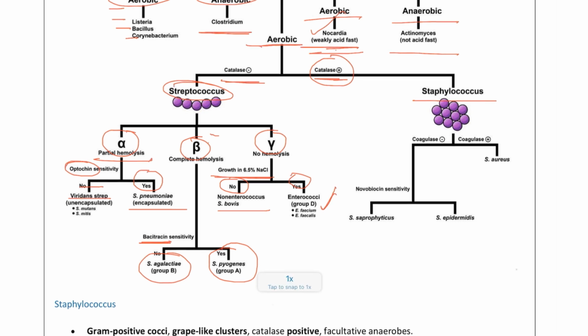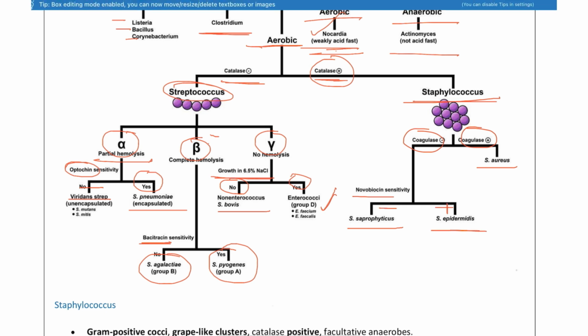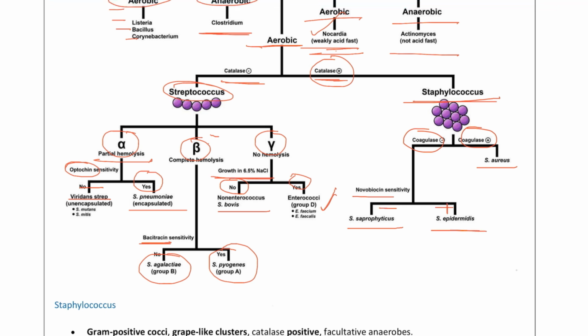Next, after catalase positive, we discussed this is the Staphylococcus. Next, the coagulase test. If coagulase is positive, that is Staphylococcus aureus. If it is negative, then we are going to check for novobiocin. Novobiocin resistant is Staphylococcus saprophyticus, and sensitive is Staphylococcus epidermidis. This is the classification that you can easily remember in the examination if there are twisted questions.